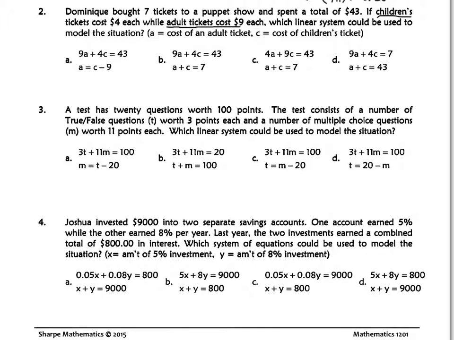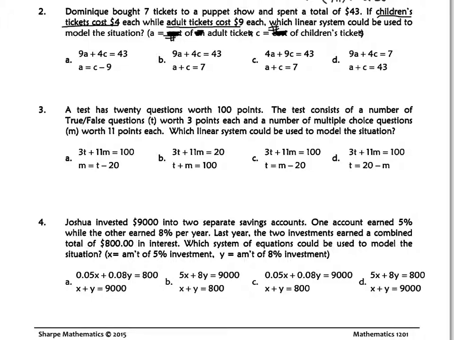So we're just going to underline that so we know. Which linear system could be used to model the situation? Now there's a mistake here. It shouldn't be, we know the cost, we don't know the number. So this should be number of adult tickets bought. And C should be number of children's tickets. Okay, not the cost. We already know the cost.